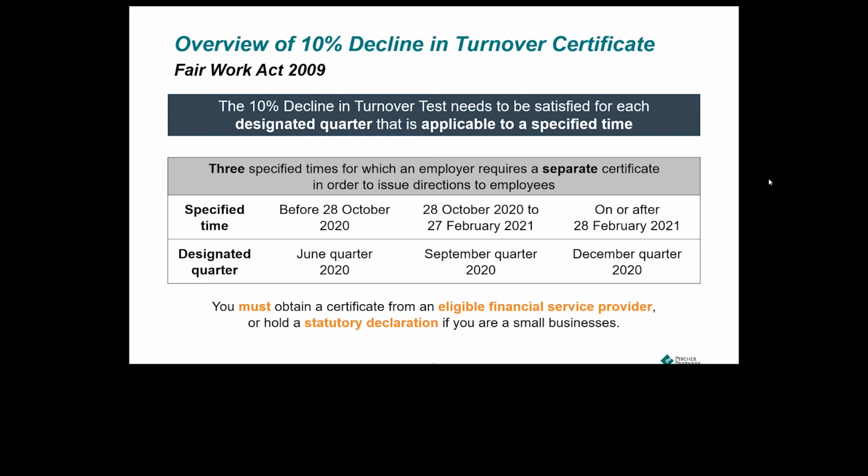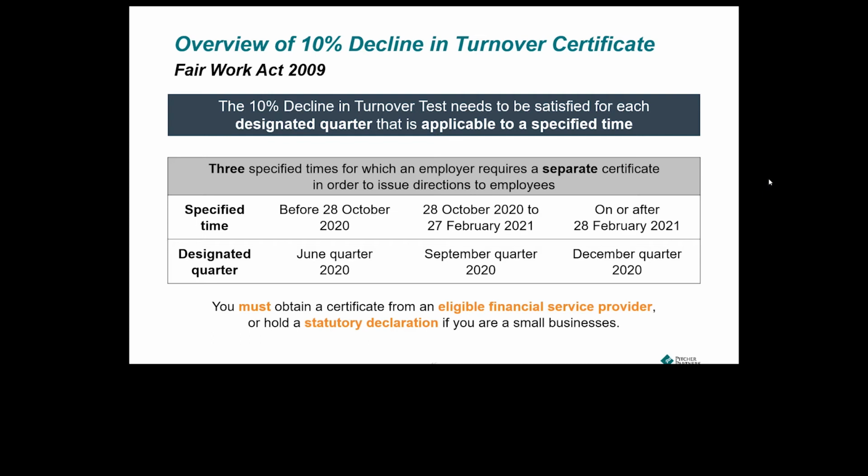So you'll note there's an important difference between this process in relation to the 10% certificates versus the JobKeeper 2.0 rules. So for the JobKeeper 2.0 rules and the extension of that scheme from 28 September onwards, the first relevant quarter that will need to be tested is the quarter ended 30 September 2020, whereas for the 10% certificate rules, the first relevant quarter that needs to be tested is the quarter ended 30 June 2020.